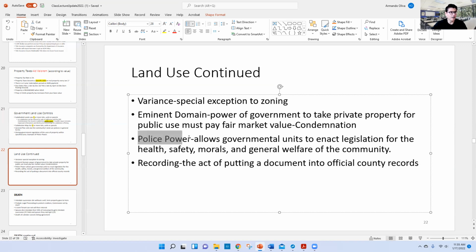Police power. Well, whenever the government can tell you what to do with your own stuff, that's an example of police power, right? The ultimate police power, they can incarcerate you, right? For the health, safety, general welfare, and morals of the community.